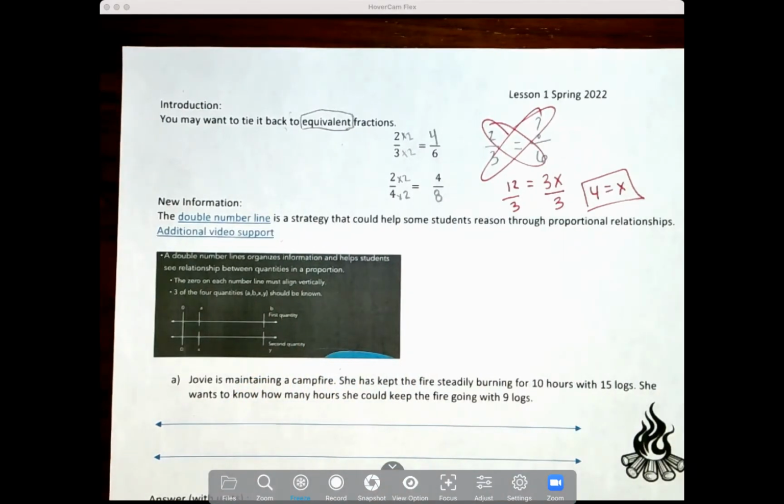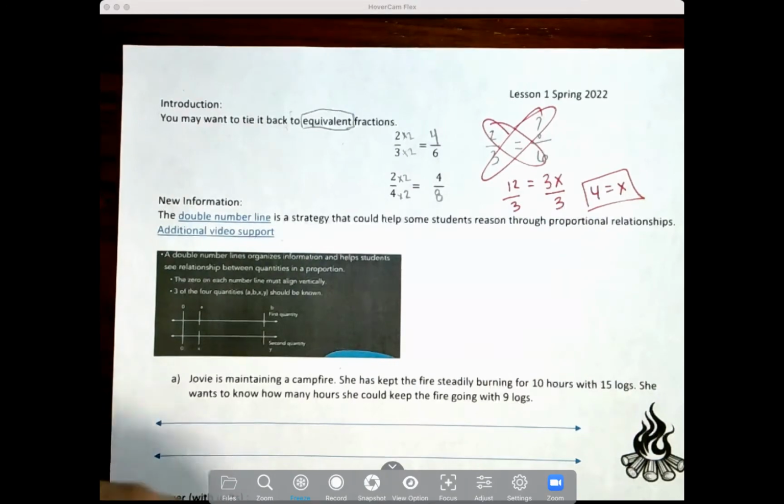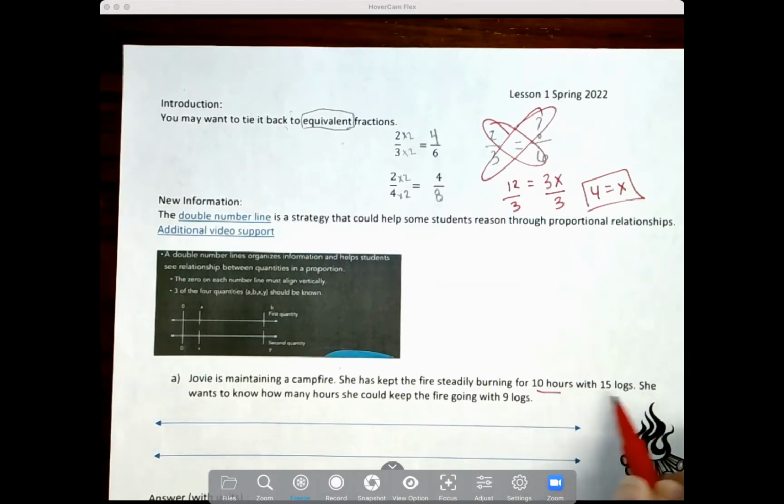If we look at this first problem, it says Jovi is maintaining a campfire. She has kept the fire steadily burning for 10 hours with 15 logs. She wants to know how many hours she could keep the fire going with 9 logs.